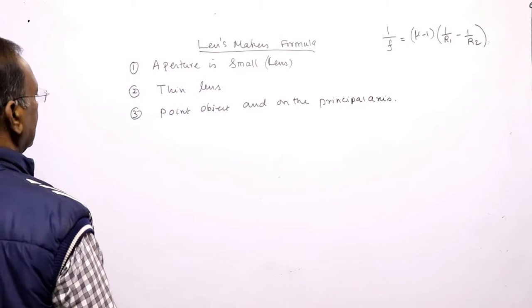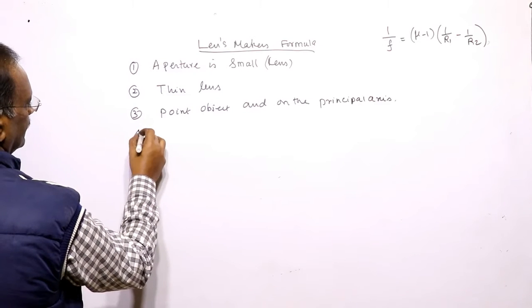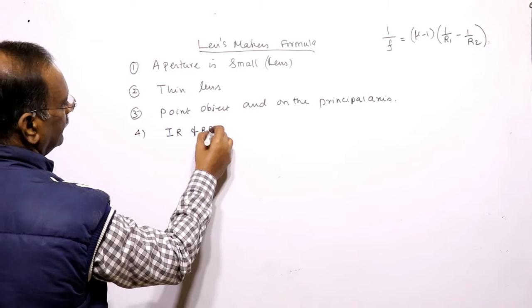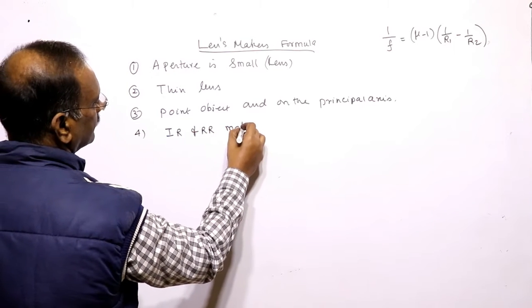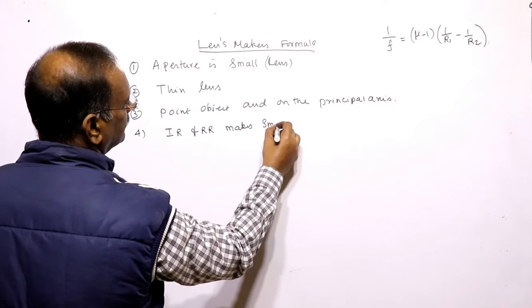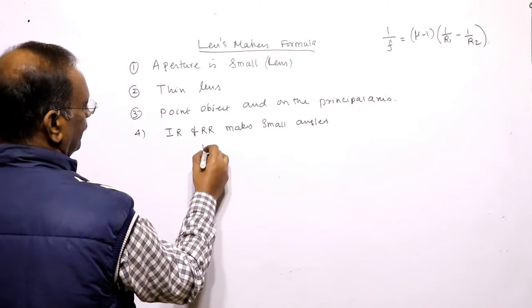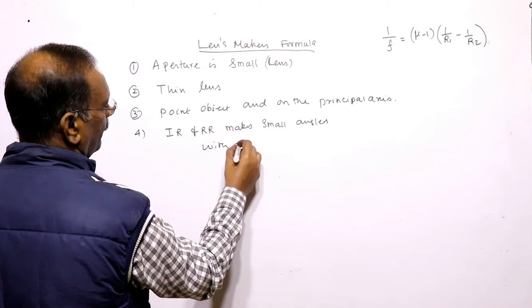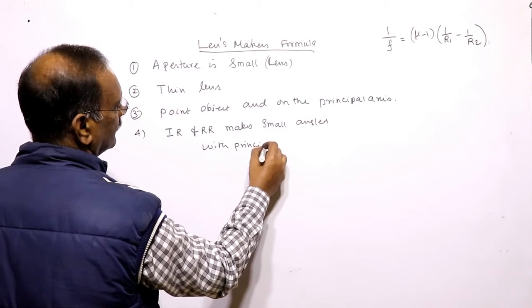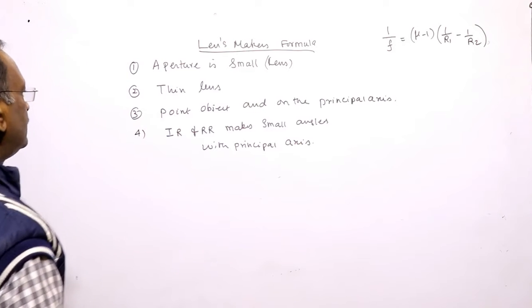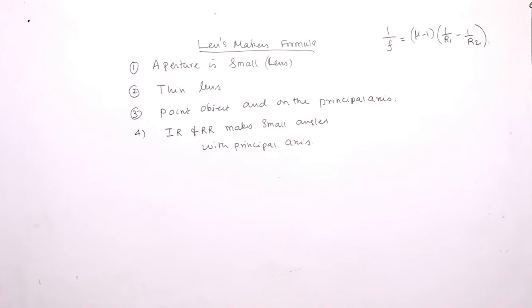The incident ray and refracted ray make a small angle with the principal axis. So these are the four assumptions we are making.